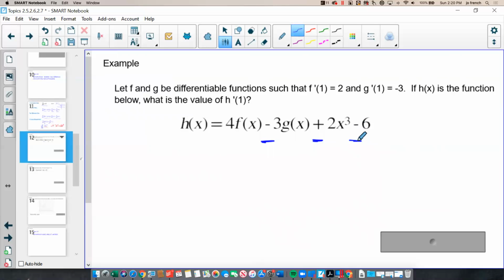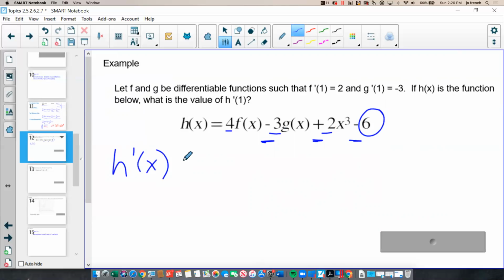And then some of our functions have coefficients, a 4 and a 3 and a 2. And down here at the end, we have a constant term. So we get to apply all the different rules that we've just looked at, all the ones that seem to make sense. So first, let's find h prime of x, and then we'll find h prime of 1.